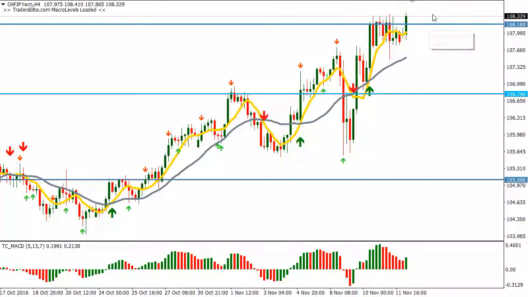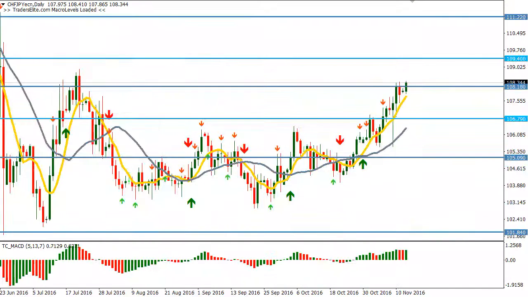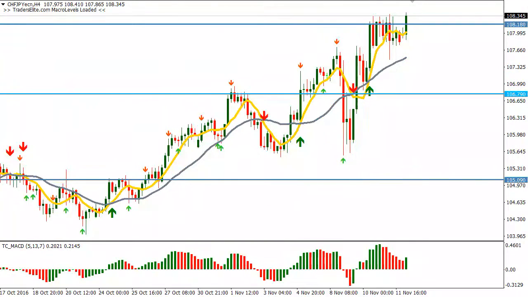So again, very high point in the 4 hour. We could see a move down towards 106.79, and that's not going to affect the weekly charts really at all. Coming down here, it's still going to look like it's going long. And even on the daily, it's still going to be an upward moving trend. So it's just a matter of getting in at the right time. But I would be looking at long opportunities in the Swiss yen.